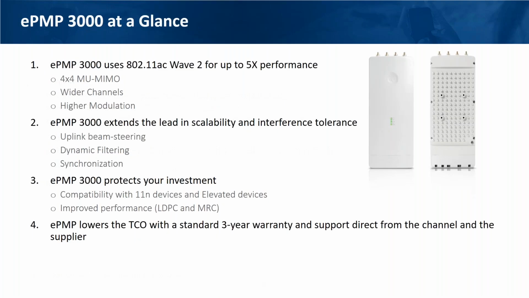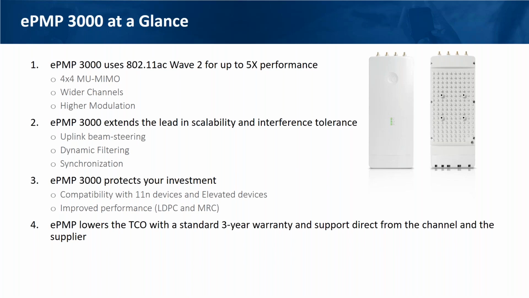So at a glance, I always like to start with this slide because it's a one-page view of what the ePMP 3000 brings. It's always important to remember the ePMP 3000 is 802.11ac Wave 2. That gives us 5 times the performance of the traditional 11n type products. And that really comes from 3 areas in order of importance. The 4x4 MU-MIMO is absolutely the most important piece of this.